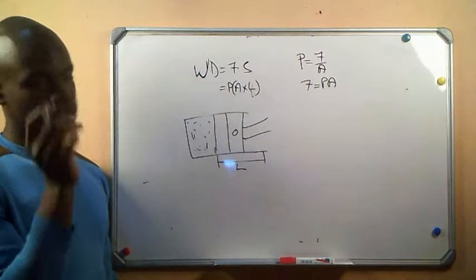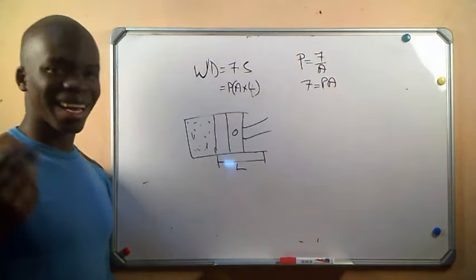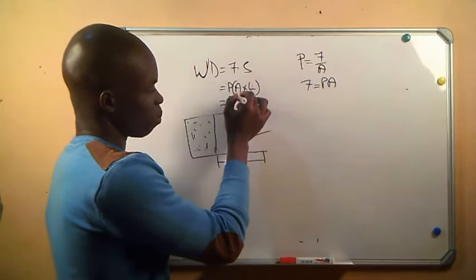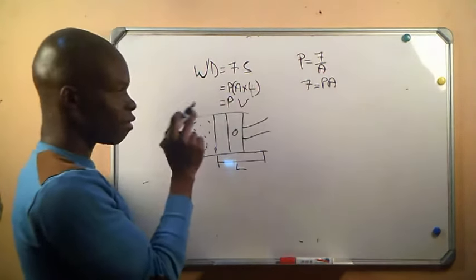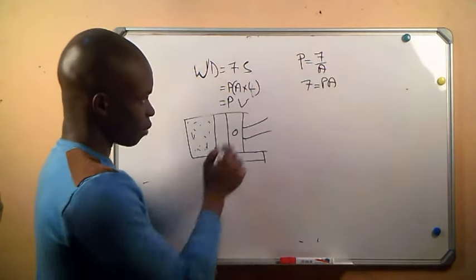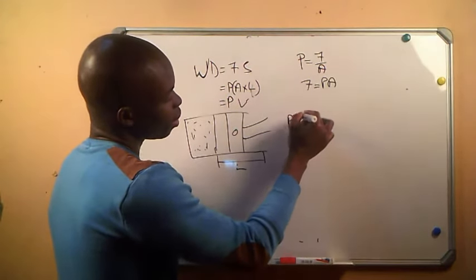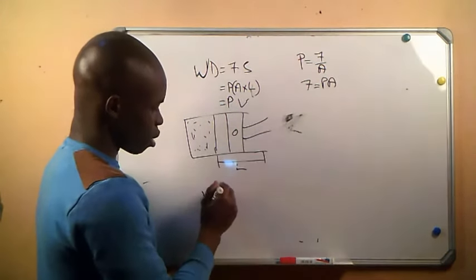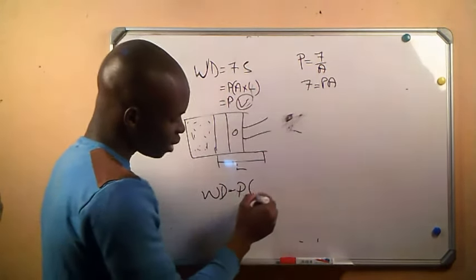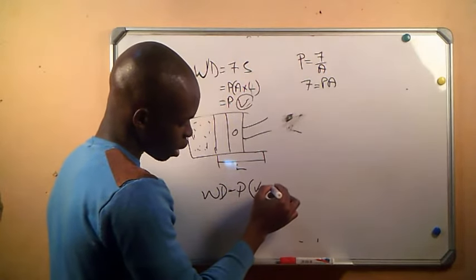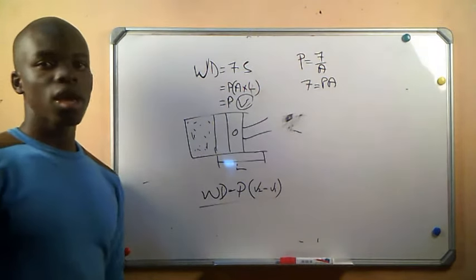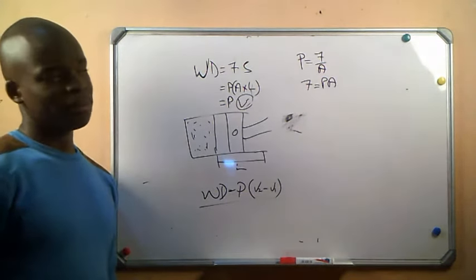Looking at these two, we know that area times length is equal to volume. Now we can substitute these two by V. But this V that we are looking for here is the change in volume in this cylinder. So we will say W, that's our work done, is equal to P times the change in volume, which is V2 minus V1. So this is the formula we use to calculate work done.